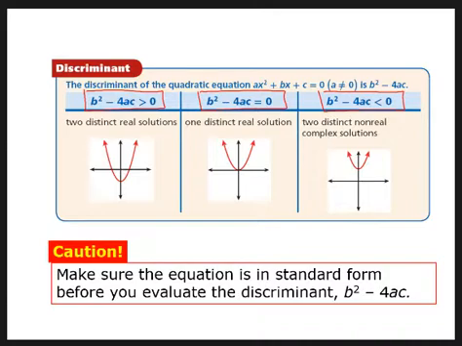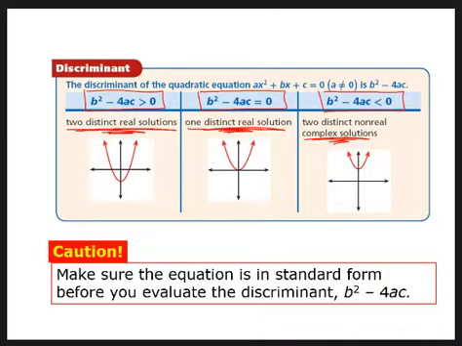So, when you are asked to figure out basically how many or what type of solutions a quadratic equation has, you're going to fill in the discriminant. If it's greater than 0, you're going to write 2 distinct real solutions. If you get 0, you are going to write 1 distinct real solution. And if you get a negative number, you are going to say 2 distinct non-real complex solutions. Or if you want to just say 2 real solutions, 1 real solution, and 2 complex solutions, you can do that too. It all pretty much means the same thing.